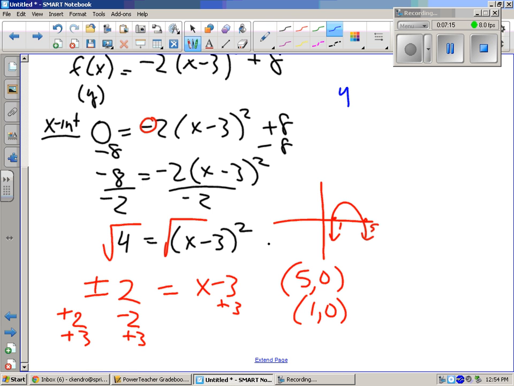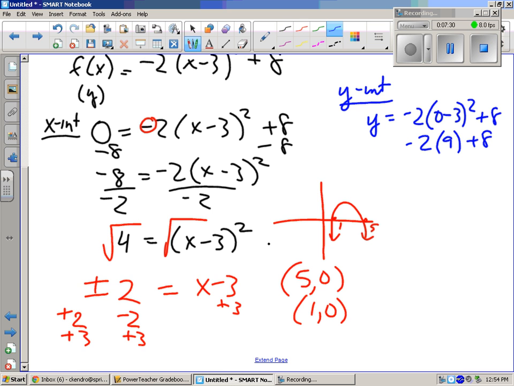The y-intercept, I have to make x equal to 0. So I say y equals negative 2, 0 minus 3 squared plus 8. So let's finish. Negative 3 squared is 9. And then negative 18 plus 8 is negative 10. So that means this would continue and hit negative 10 down here. So you write it as 0, negative 10.